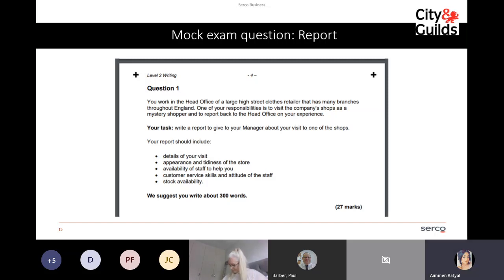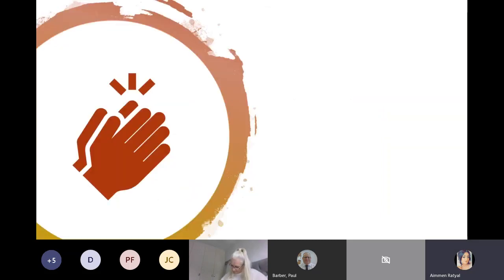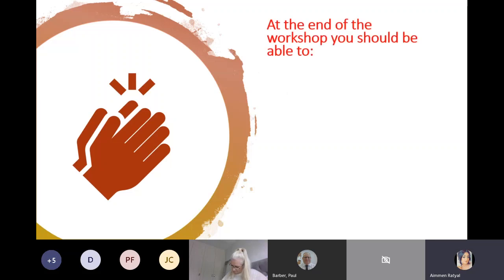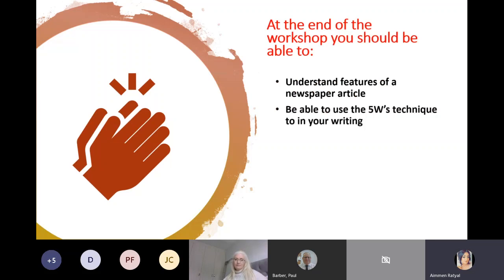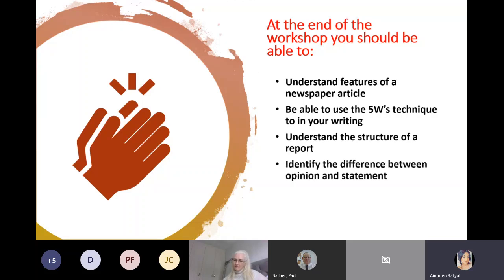Linking it in. Do we have any questions? Oh, actually, no, before questions. At the end of this presentation, you should be able to understand the features of newspaper articles. Be able to understand the five W's, so please try and use that in your work. Understand the structure of a report, be able to identify the difference between opinions and statements, and be able to proofread and edit your article and your report.